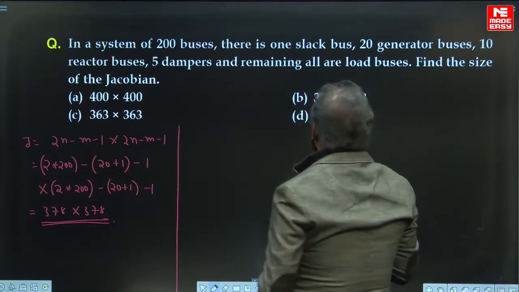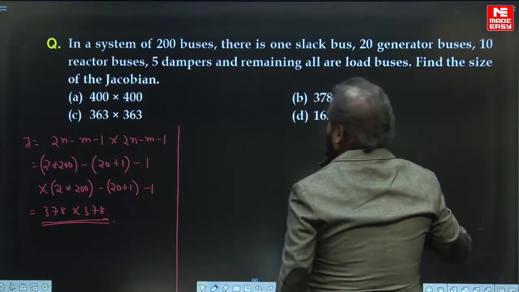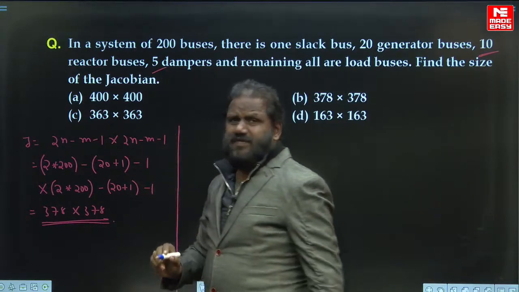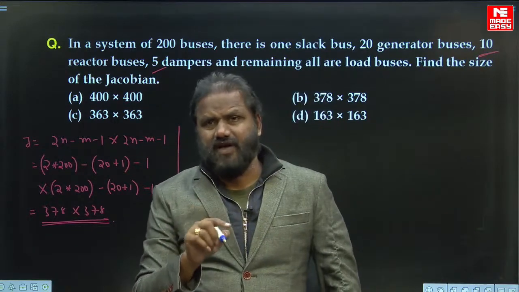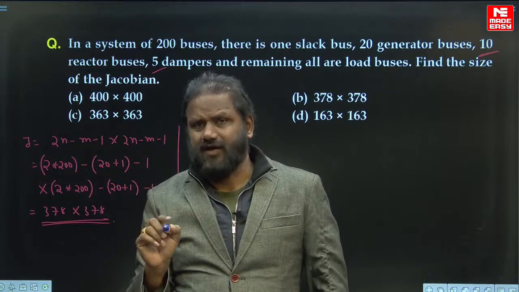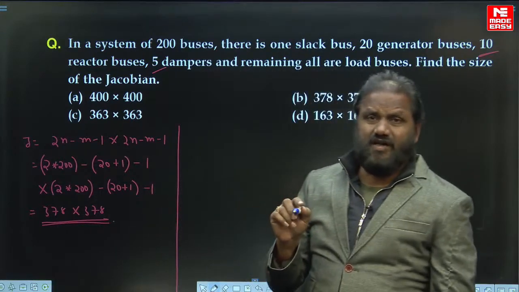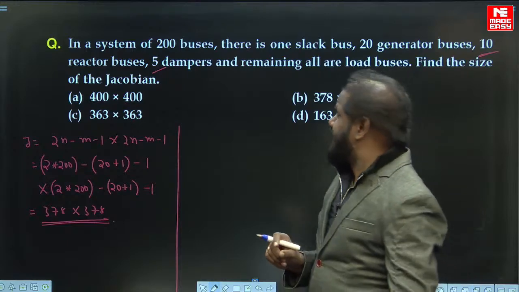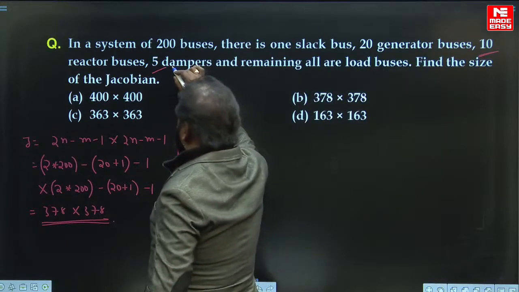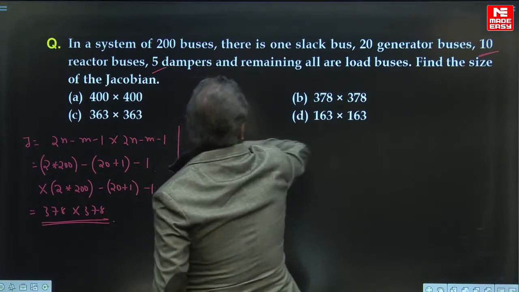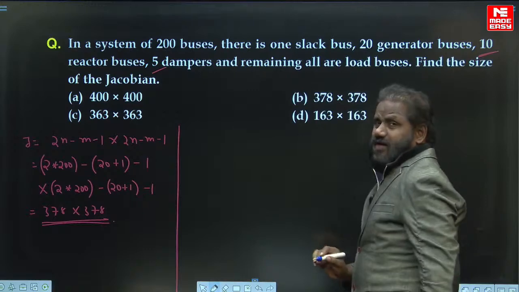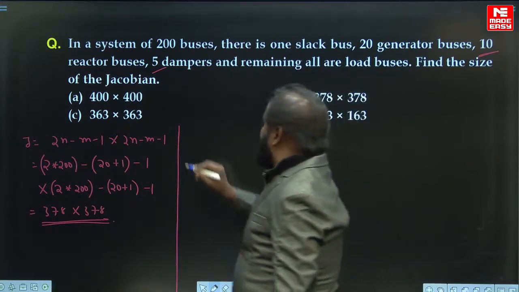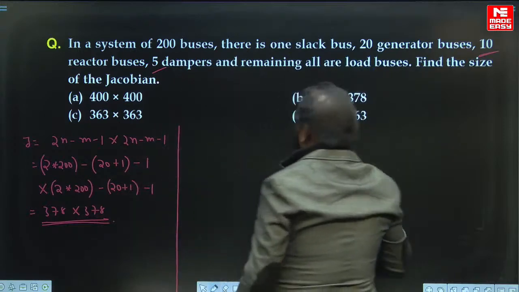But you see, there are 10 reactor buses and 5 dampers. Reactor buses are for the control of reactive power, and do not have any job with the active power. Dampers regulate the active power, and have no concern with the reactive power. That means here the deviation of the reactive power is not admissible, and there the deviation of the active power is not admissible. So for these 5 and 10 buses, only one entry will be there.